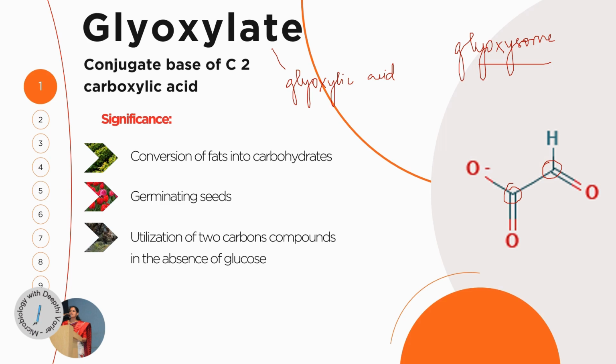Currently there is a lot of research which says that this glyoxylate cycle is also found in animal cells. But majorly, if you see, there is evidence to prove that the glyoxylate cycle occurs in human beings and in other animal cells.